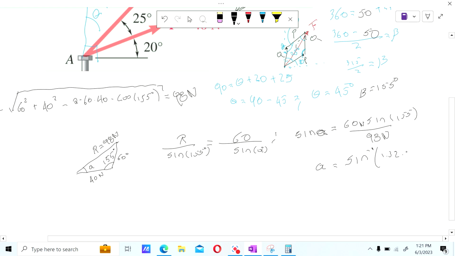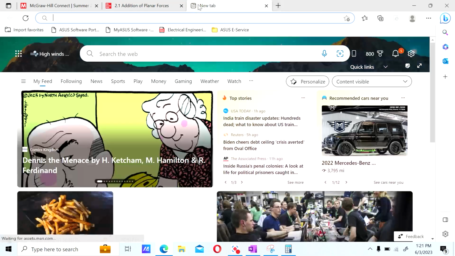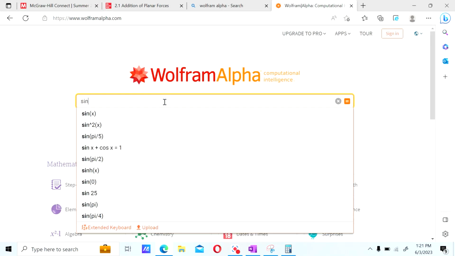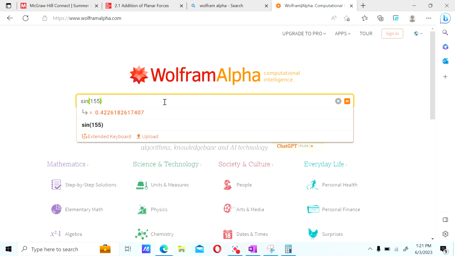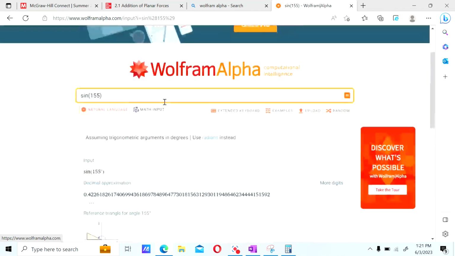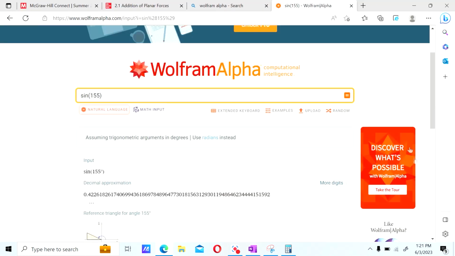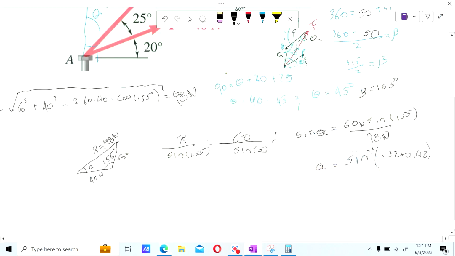Times sine of 115. All right, so for this we can go to a calculator. So sine of 155 degrees, yep, 0.42. Okay, times 0.42. All right, so actually we can do the whole thing here, I guess.